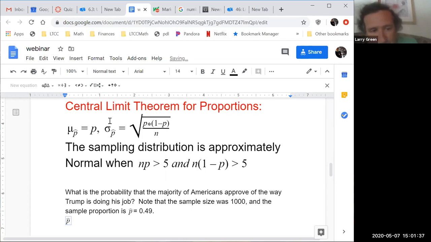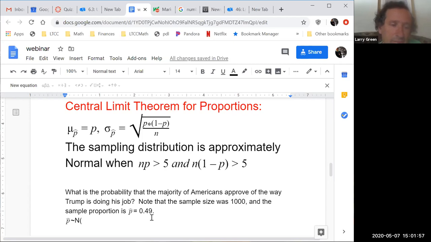So p hat, and then I can go tilde, and then n. And now what I'm going to do is plug in our formulas. Well, our guess for our proportion is, if we want to find out if the majority of Americans approve, what percent is that? What percent marks the majority? Not 0.51, yeah, 50%, okay, or 0.50.